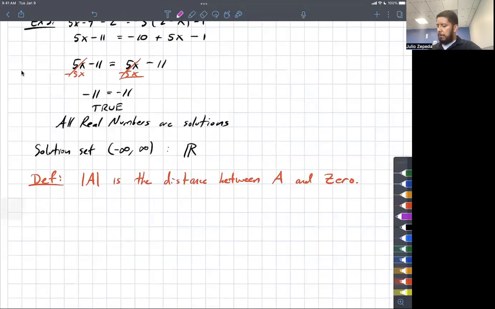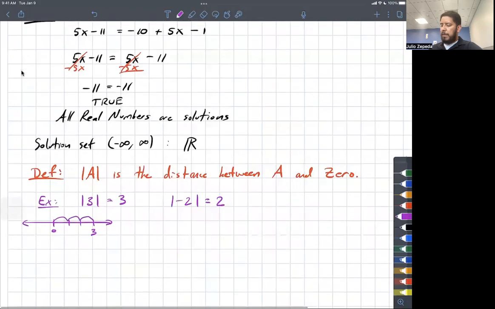Okay, so as a couple of quick rapid fire examples, I could ask you, what's the absolute value of 3? And you can just draw a number line and say there's 1, 2, 3 spaces between 0 and 3. And so the absolute value of 3 is 3. The absolute value of negative 2 is 2, right? Negative 2 is 2 units away from 0, and so on.